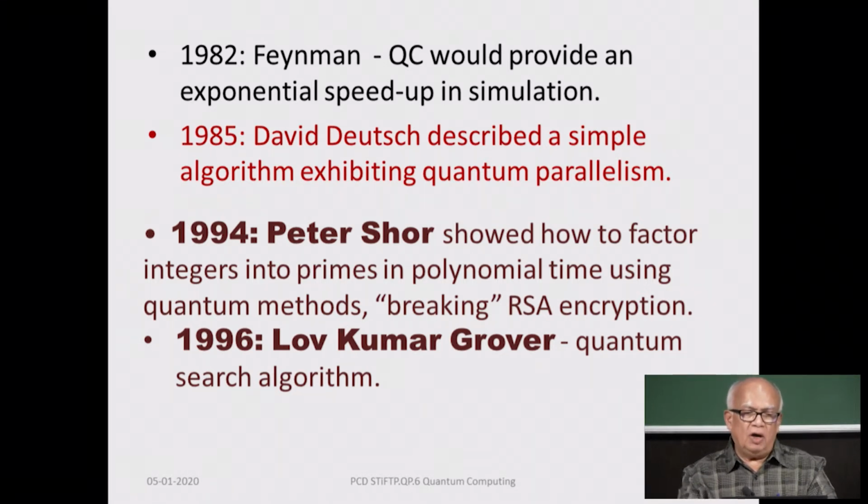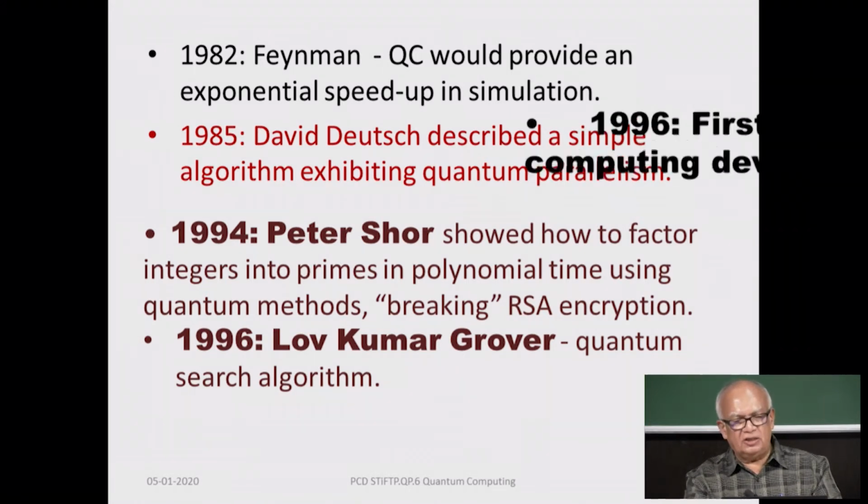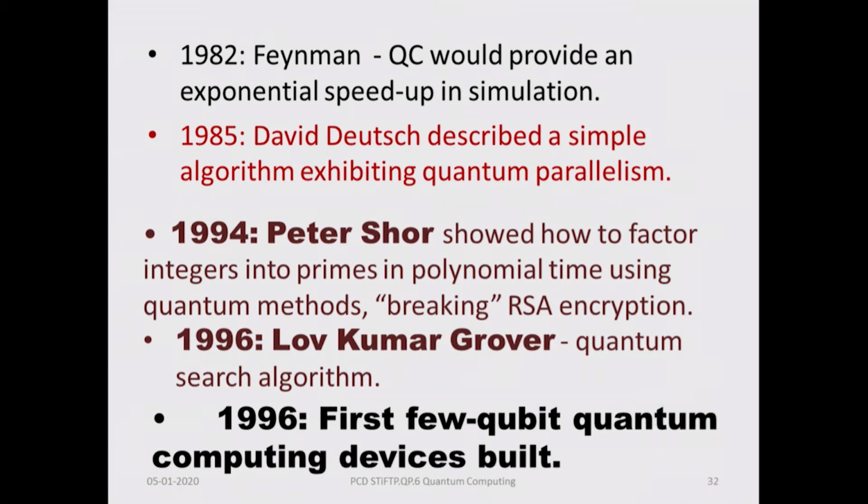Peter Shor showed how to factor integers into primes in polynomial time using a quantum method, and it would break the RSA encryption. So this was in 94, and then Lov Grover developed the quantum search algorithm, and this really triggered the era of quantum computing, and the first qubit machines were developed very soon after this, so around the middle of the 90s. So it's already a little more than 20 years now, and things are developing very rapidly in this area.